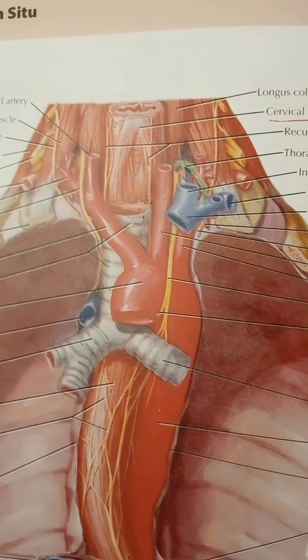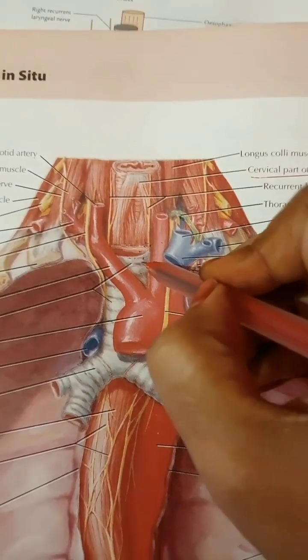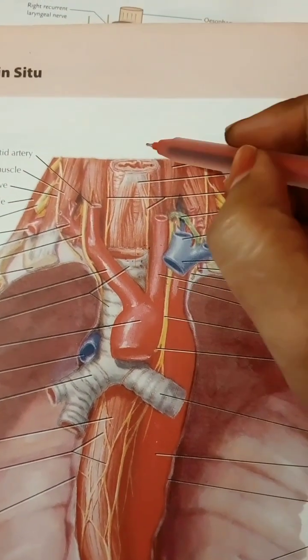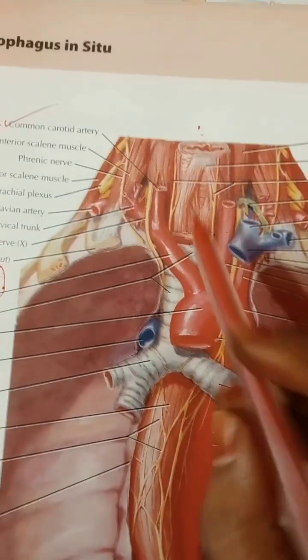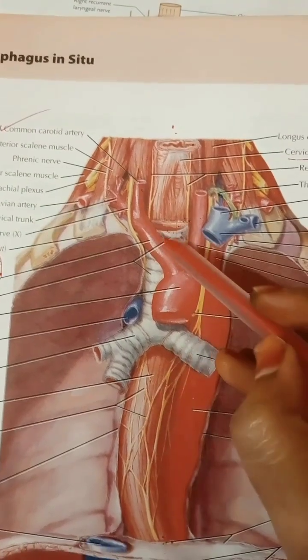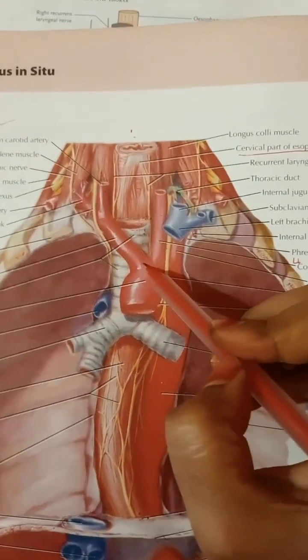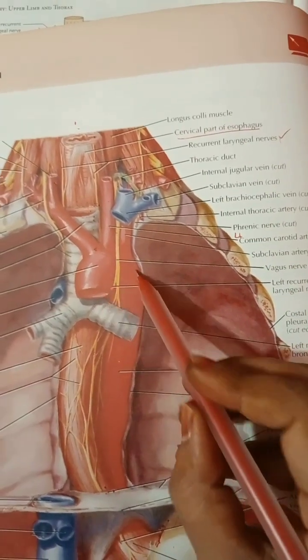Now the relations of the esophagus. In the cervical part, in front it is related to the trachea, and behind is the cervical vertebra. On each side is the common carotid artery. On the right side, the right common carotid artery, which is a branch of the brachiocephalic trunk, and on the left side, the left common carotid artery, which is a direct branch of the arch of aorta.